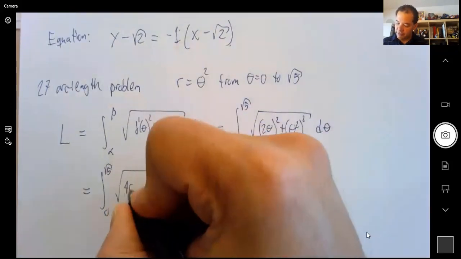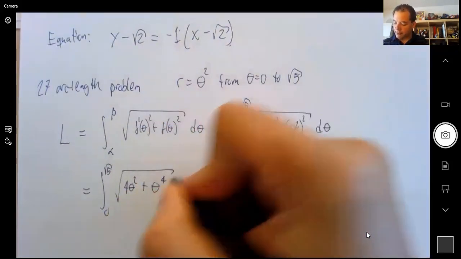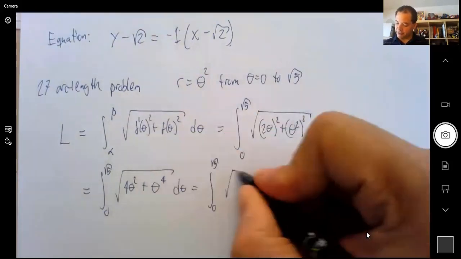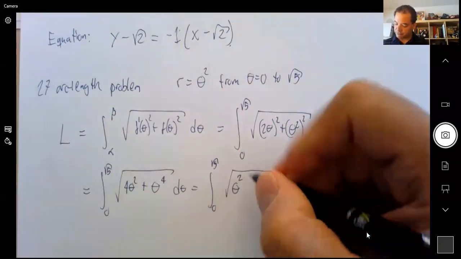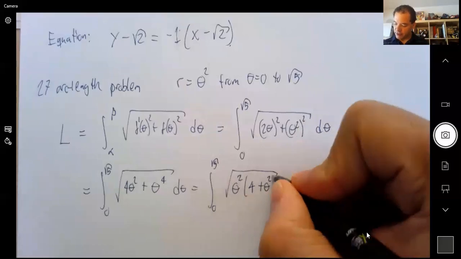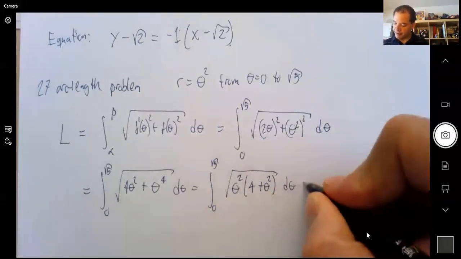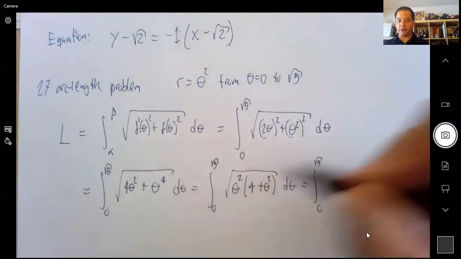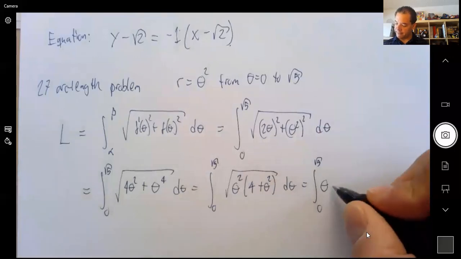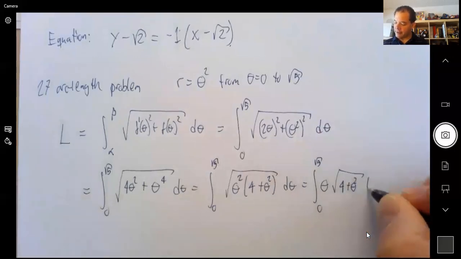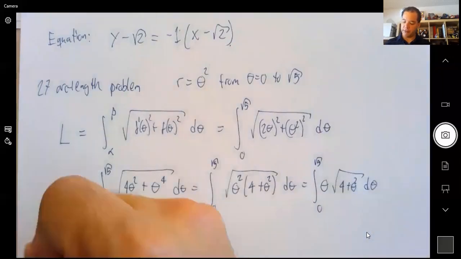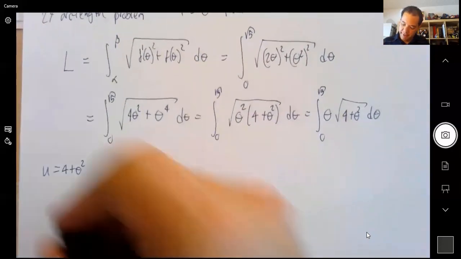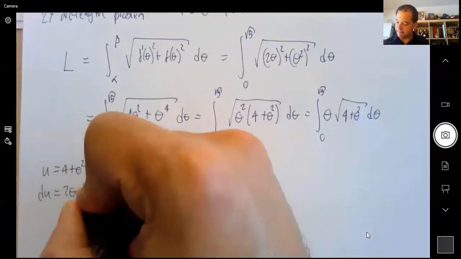So this is 4 theta squared plus theta to the 4th power. And here we're lucky that we can factor a theta squared and then take it out of the radical. It's the absolute value of theta, but theta is between 0 and √5, so it is positive. And that's fantastic, because now we can try a u substitution. We can say u is 4 plus theta squared, and du is 2 theta d theta.